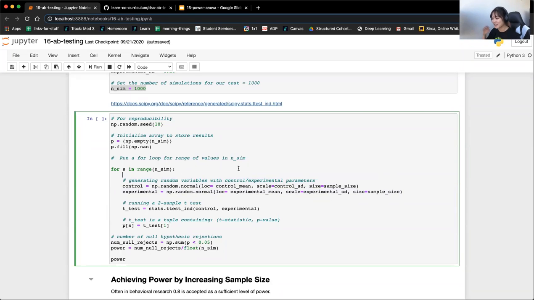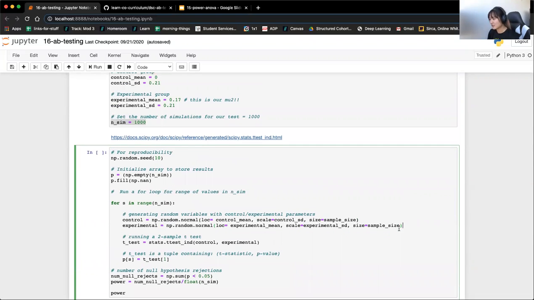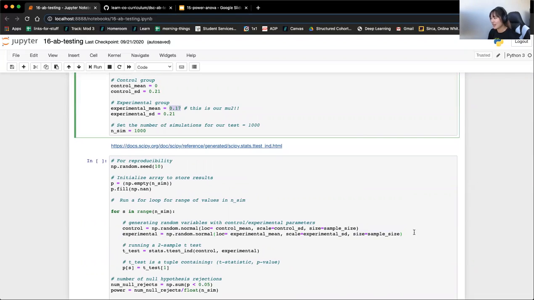Yeah. So the whole idea of doing this power analysis is we want to see how reliable our test is. We're setting the simulation up in a way that these two samples we're creating are drawn from two normal distributions that have a difference. So if we're pulling 12 samples from each of these distributions, it's like 12 people from each of these groups, which should have a 0.17 difference.